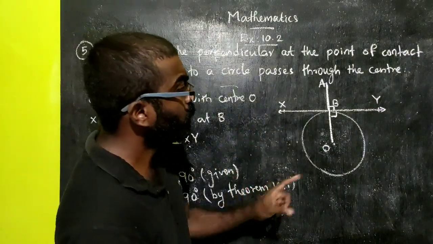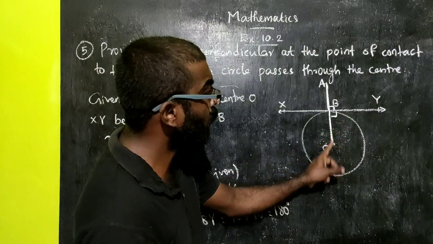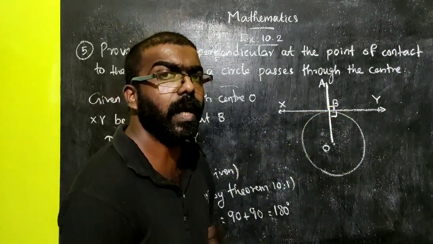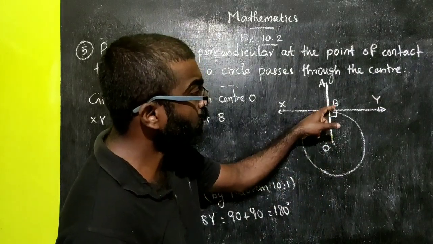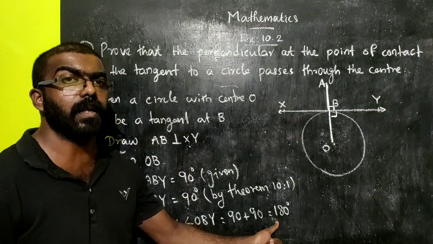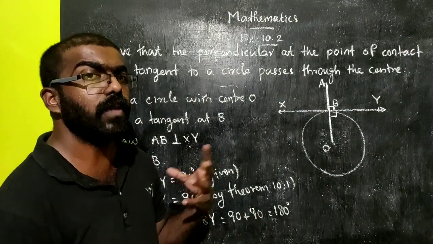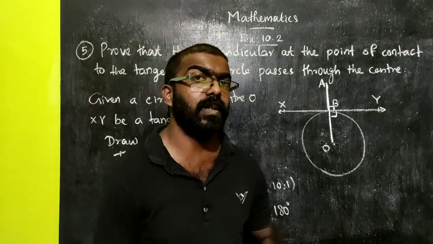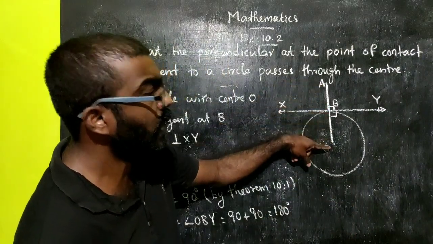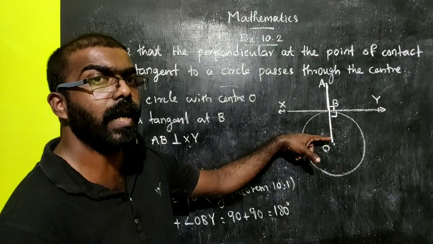Look at the figure. ABY and OBY, these two are adjacent angles, and the sum of these two adjacent angles gives the value 180 degrees. And what can we conclude? If the sum of two adjacent angles is 180 degrees, then the non-common arms of the angles form a line.